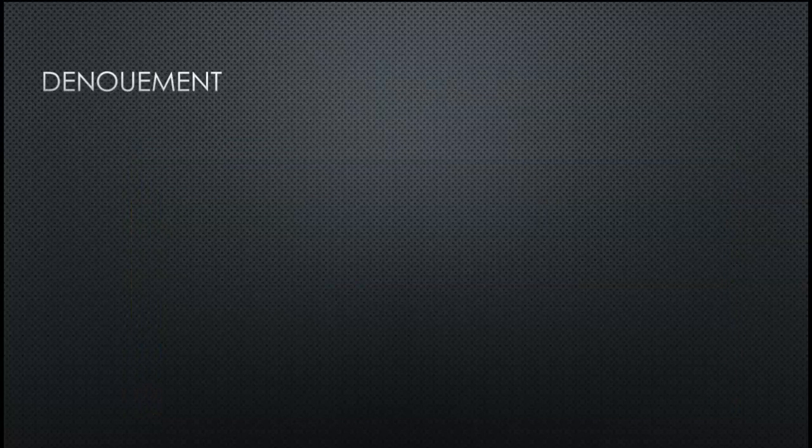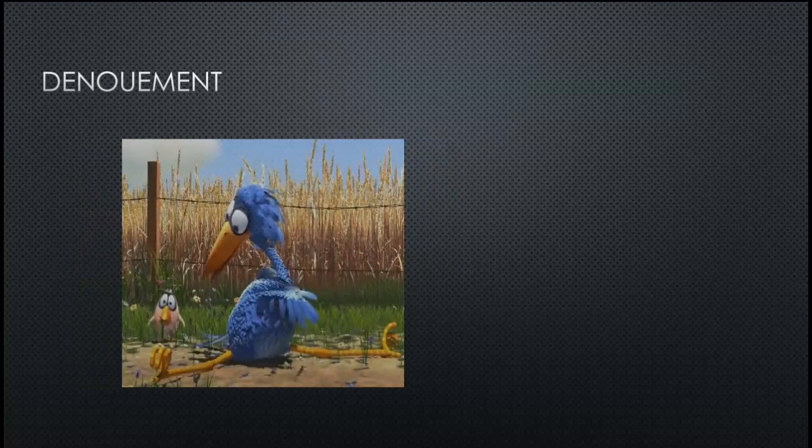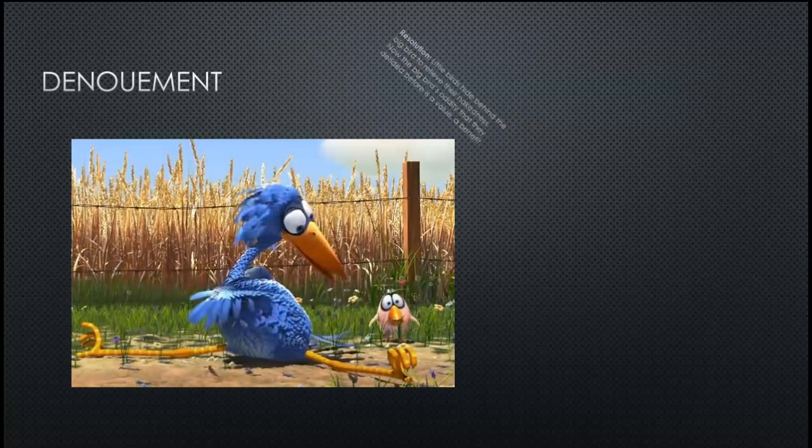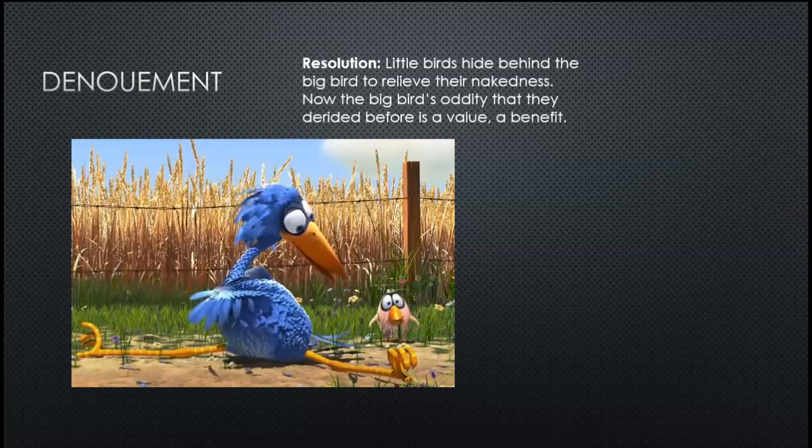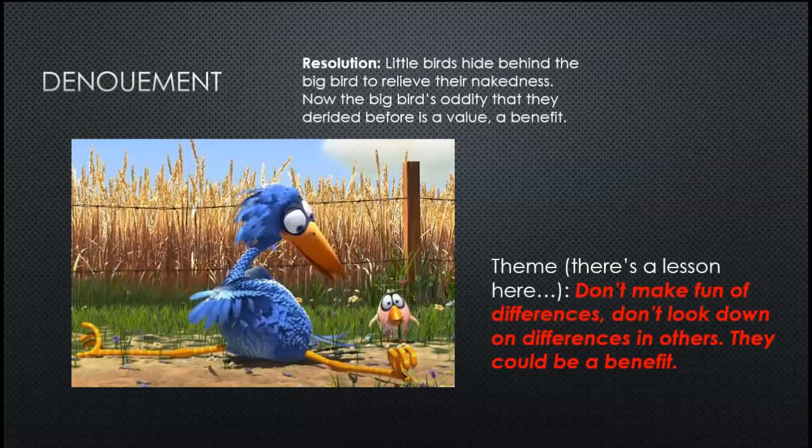That takes us to the denouement. In the denouement, we get the final resolution to the story, and we'll come up with a theme. So the resolution here is the birds are going to go hide behind the big bird because they are naked. And now the big bird's oddity that they derided before is of value. It's a benefit. That leads us to a theme, a lesson. Don't make fun of differences. Don't look down on differences in others. They could be a benefit.